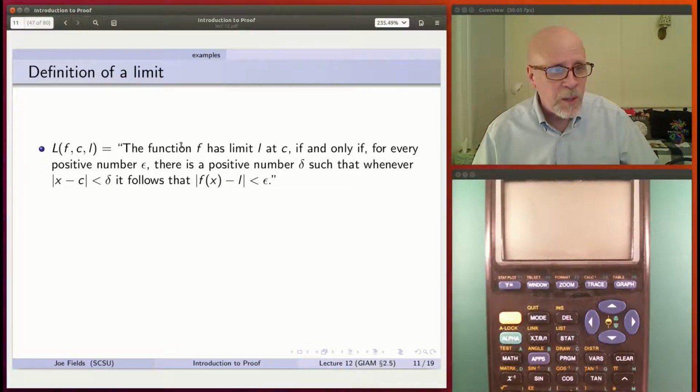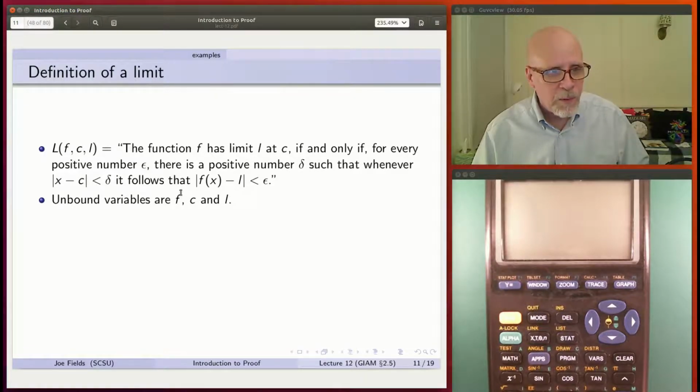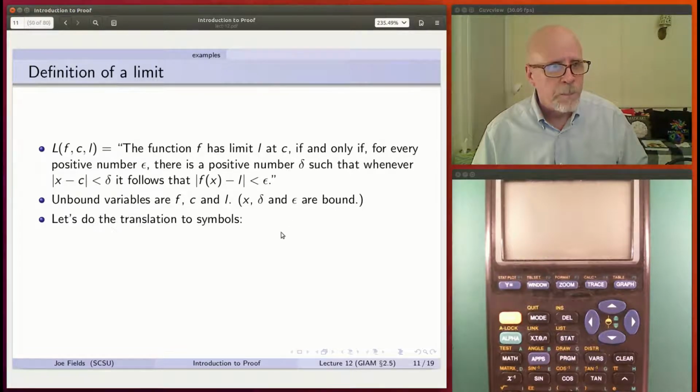Remember the definition of a limit we had there? This is straight out of the previous slide that mentioned it. The unbound variables are f, c, and L: what function we're talking about, at what point we are taking the limit, and what the value of the limit is. x, delta, and epsilon are bound: x is universal, delta is existential, and epsilon is also universal.